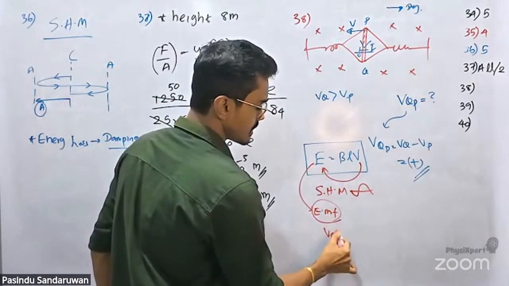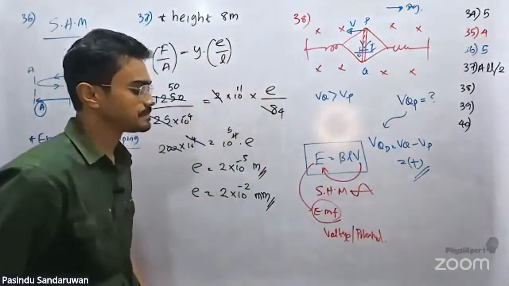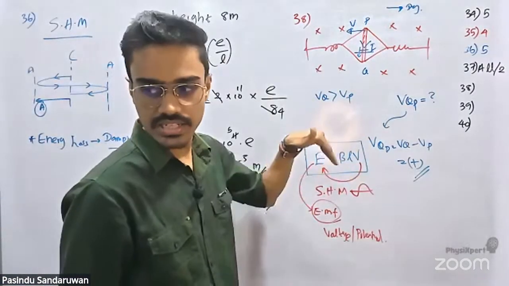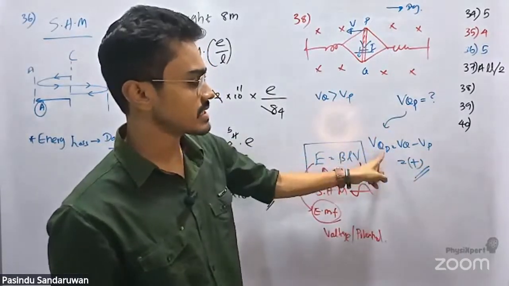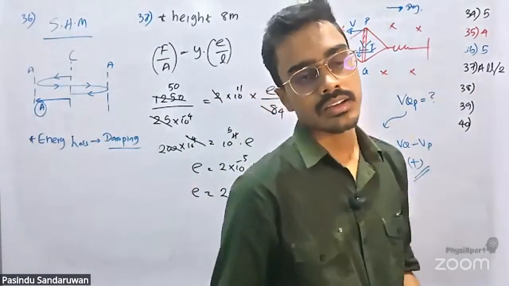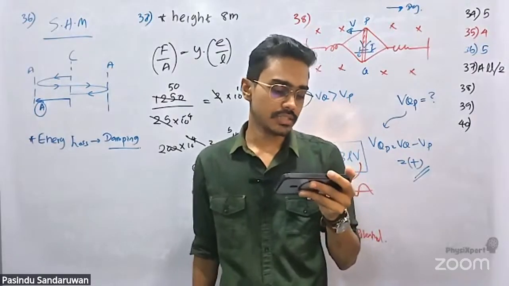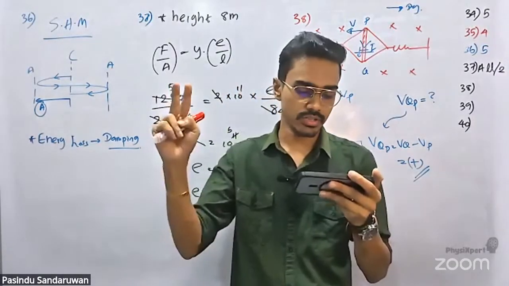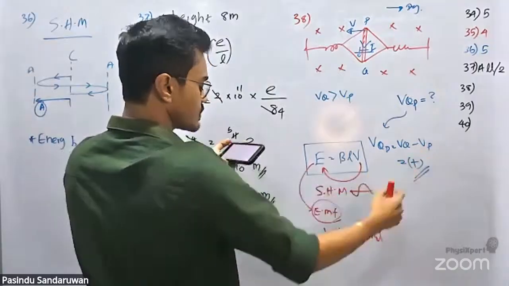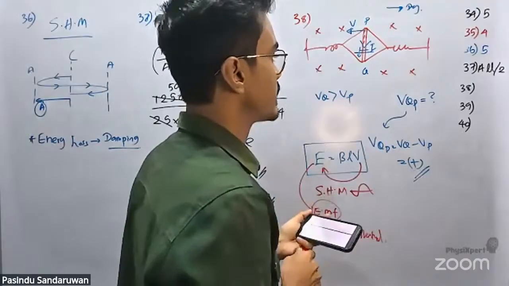EMF is a voltage, or we can say potential. When V is sinusoidal, E's variation is also sinusoidal, and this VQP is also sinusoidal. So options 2, 3 and 5 are eliminated. For the initial direction, Q was greater than P. Answer is 4. Question 38, answer 4.